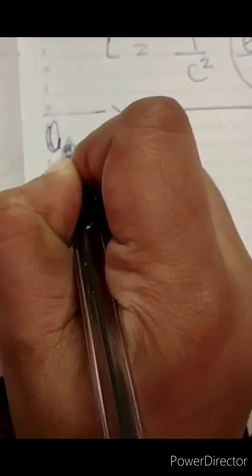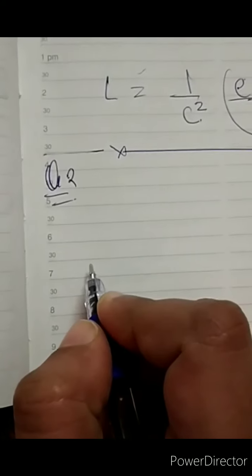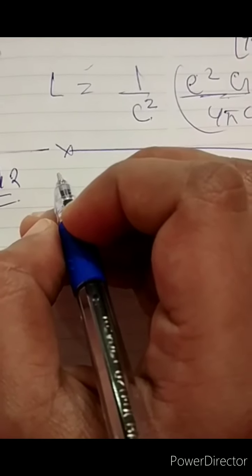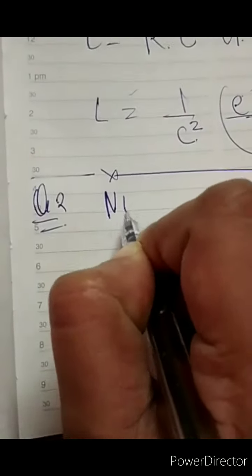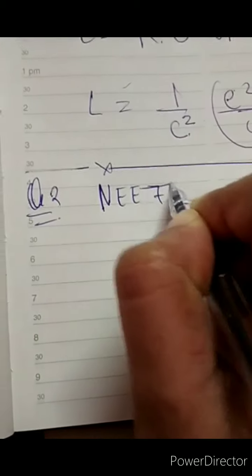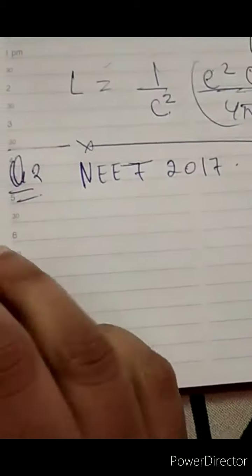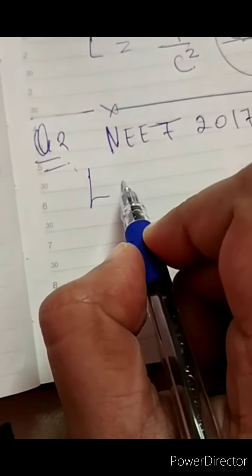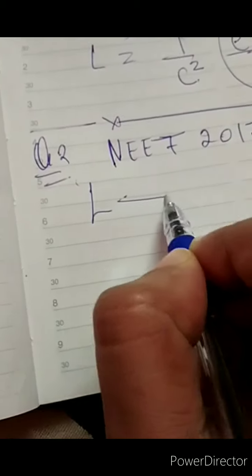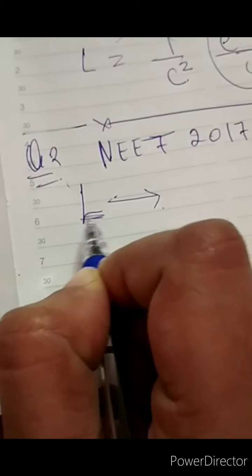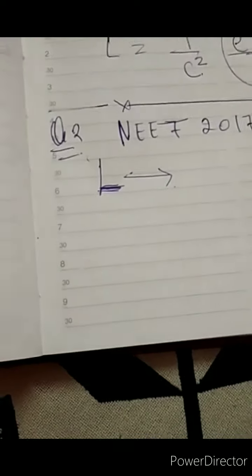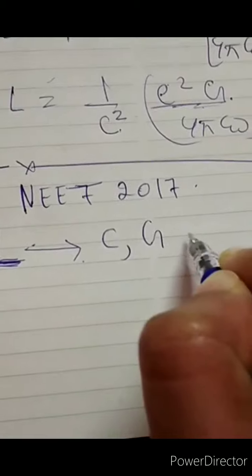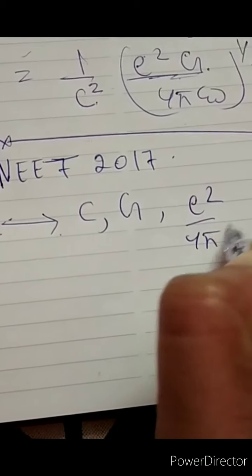Let's take another question, question number 2. And again, this question was asked in NEET 2017. So the question is, you have a physical quantity of dimension of length. This length you have to form with the help of C, G, E squared over 4 pi epsilon 0.